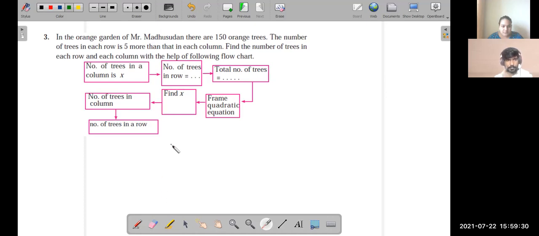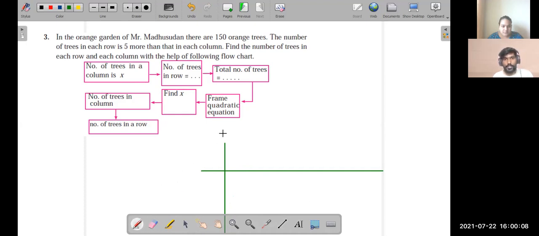Yes. And then the number of trees in each row is 5 more than each column. Suppose in the first row there are 10 trees, then in the first column there will be 5 more trees compared to the first row. 5 more trees, so 15. So 10, 15, 20, 25, like that. Yes, 5 more. So the number of trees in each row, I guess x plus 5.